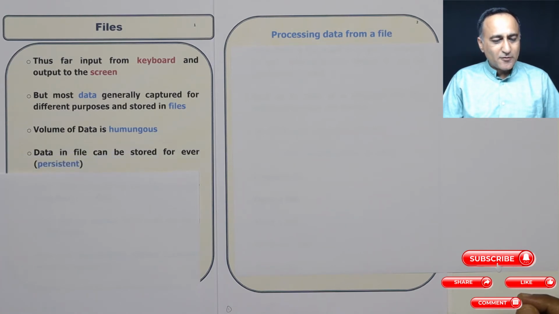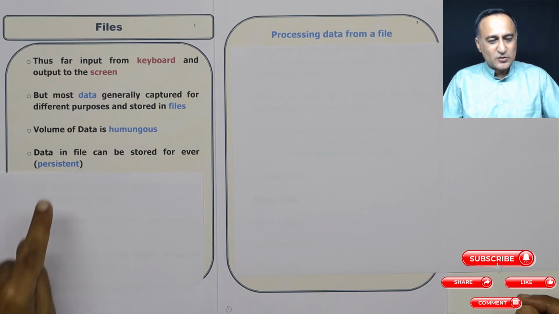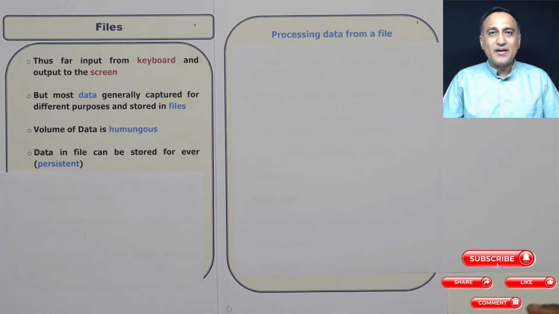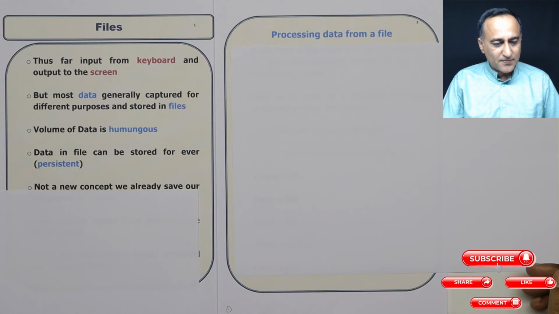Now the advantage of storing data in a file is it can be stored for a very long time, or almost forever. That's why we say data in a file is persistent. Persistent in the sense that the minute you switch off the computer power, it does not go off. Right now what we were doing is entering data from the keyboard. The minute you shut down your machine, you really didn't have any data. All the data was lost. But that's not how real life really works.